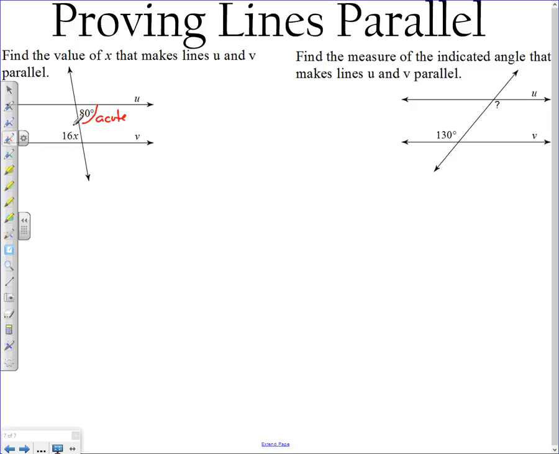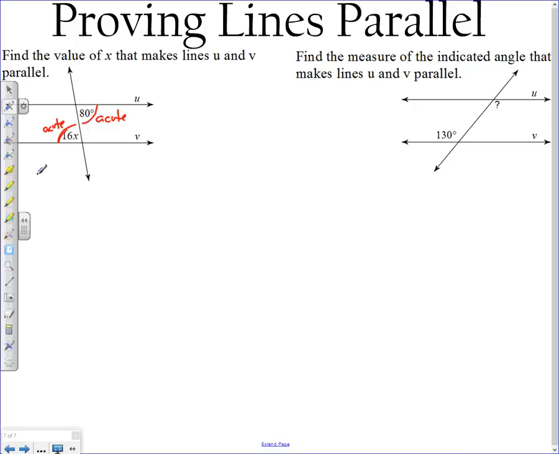Now if I look at this angle, is that acute or obtuse? This is less than 90, so this should be acute. What this is telling me is these angles should be congruent. Remember, you have two choices: they're either congruent or supplementary. In this case, they should be congruent.